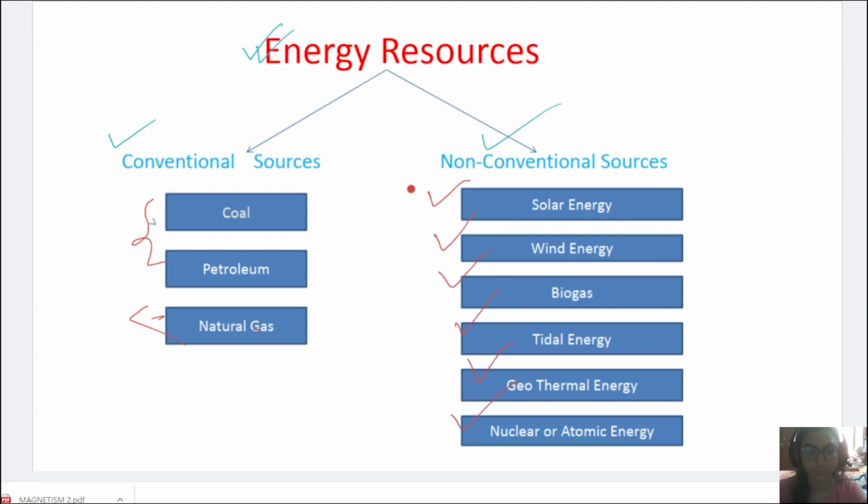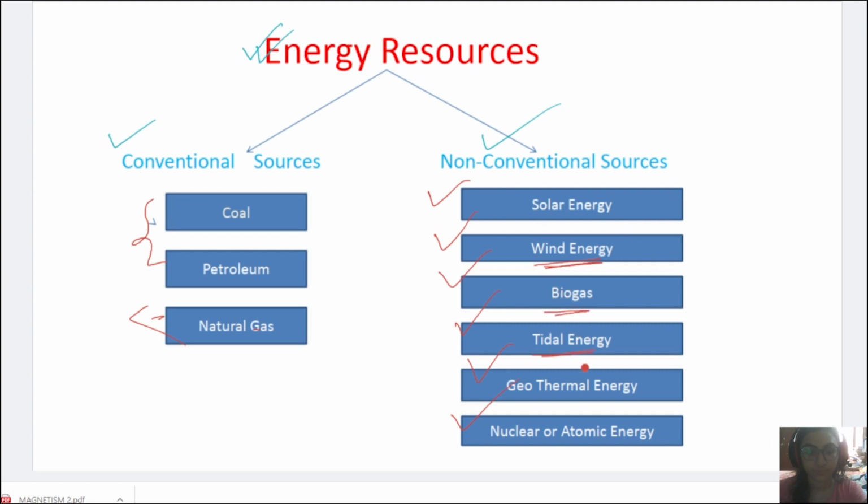We can never run out of solar energy because the sun won't disappear one day, right? In the same way, we cannot ever run out of wind energy. Biogas is anything that is produced by living components. Mostly it consists of methane, which we know is formed from carbon and hydrogen. We will never run out of these elements because there will always be hydrogen in the air, carbon dioxide in the air, water in the air, and we'll always be able to produce methane. So in the same way, biogas is also non-conventional.